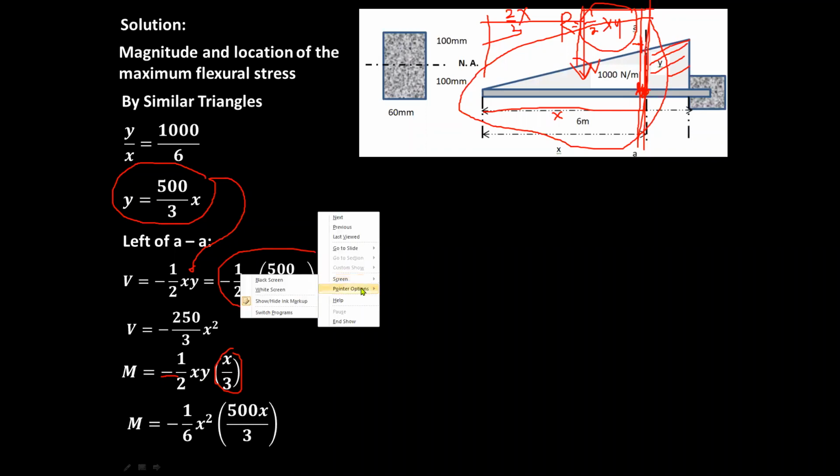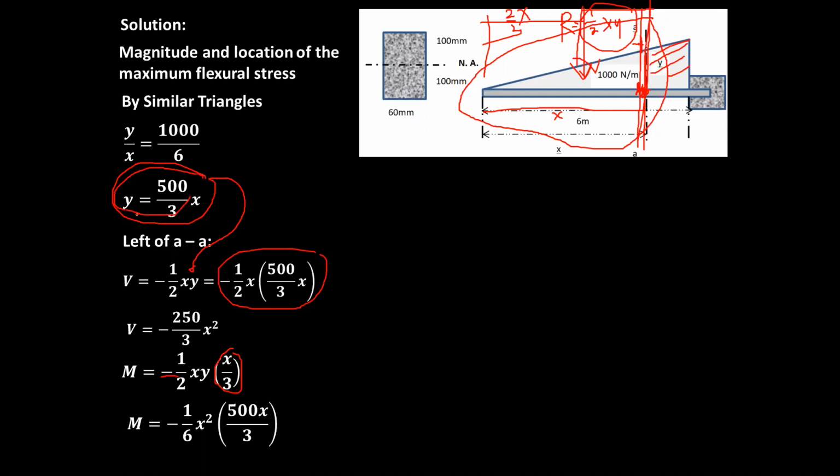And then to simplify for our moment equation, we have it as, yan, simplify pa natin. Kasi nga may value tayo ng y, di ba? So sinubstitute ko yung y. The value for y is 500x over 3. And here it is. Yung y dito, substitute, but x times x is x squared. That's why we have negative 1 over 6 of x squared times 500x over 3. Continuation, simplify pa natin. Yan ang value ng ating moment.